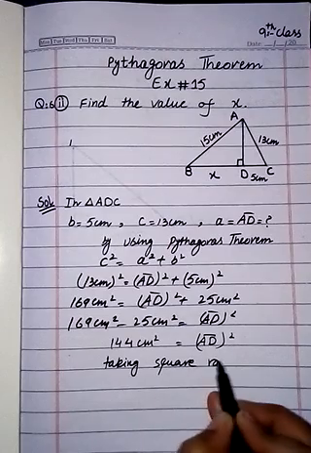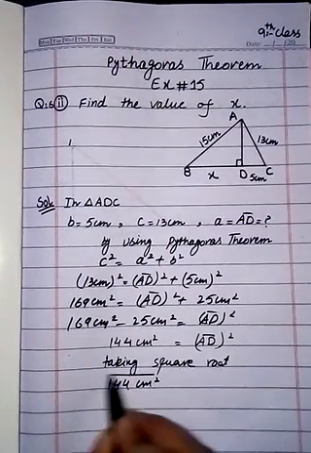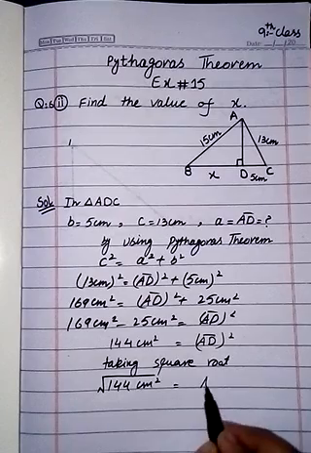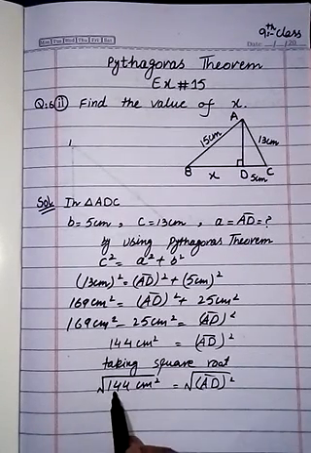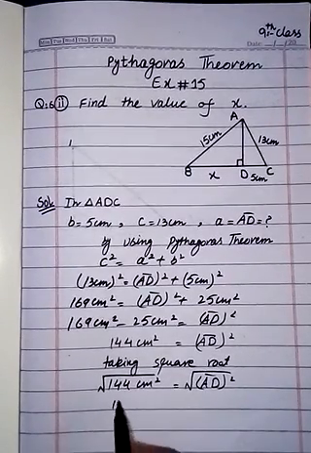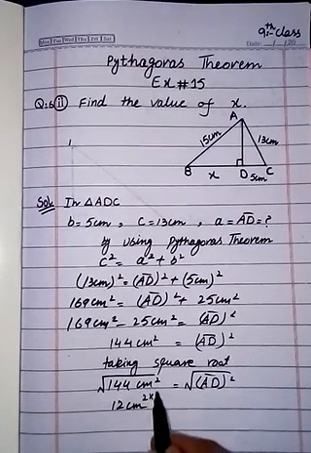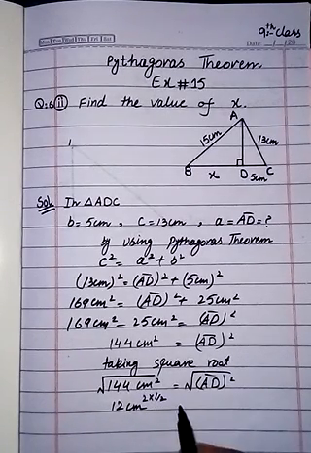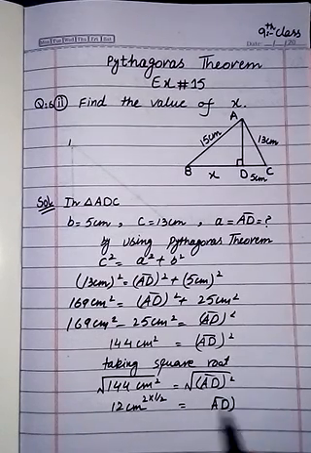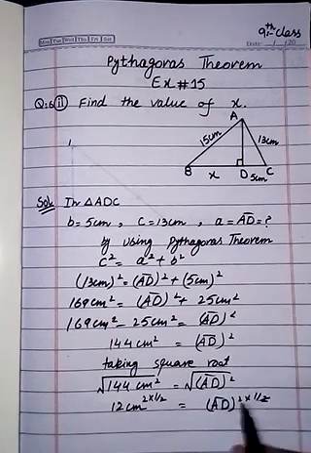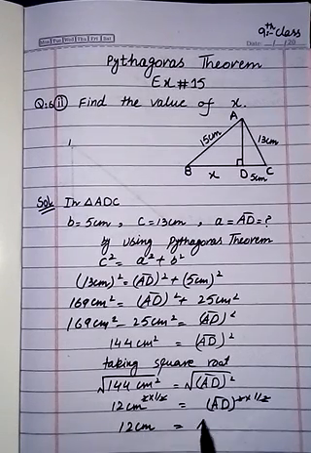Now you can take the square root of 144 centimeter square, and the square root of AD whole square. Take the square root of 144, it will be equal to 12 centimeter. Now the under root value equals to 1 by 2 power, so put the value of under root equals to 1 by 2 for AD whole square too. Now it will be cancelled. Now 12 centimeter equals AD.